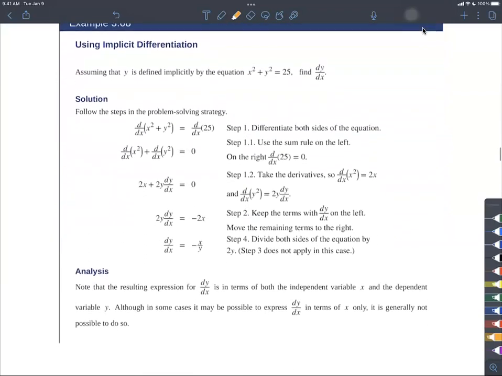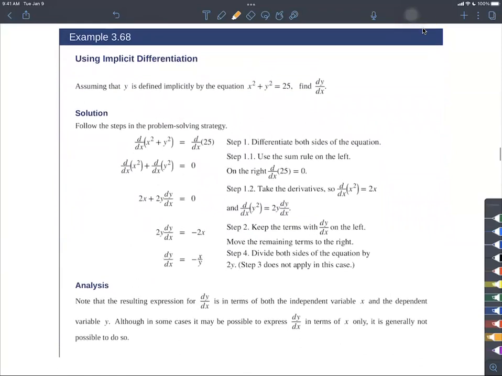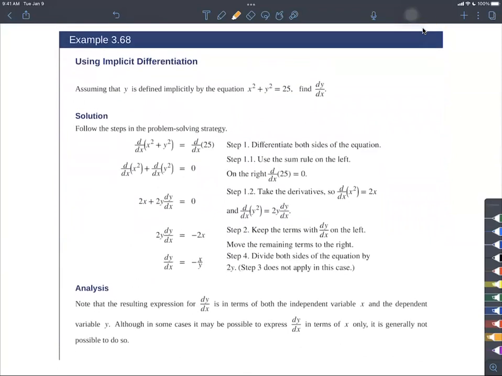Okay, so let's go ahead and take a look at the derivative of an equation where y is implicitly defined. I'll do this on the side here, just to write out the steps. x squared plus y squared equals 25. This is the equation of a circle.